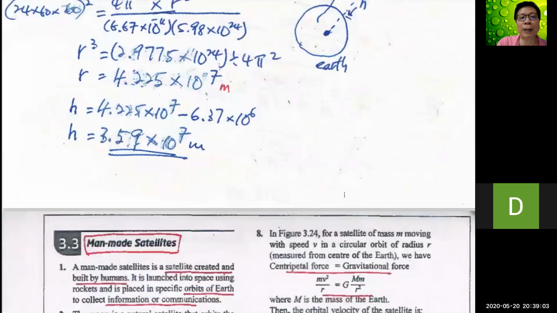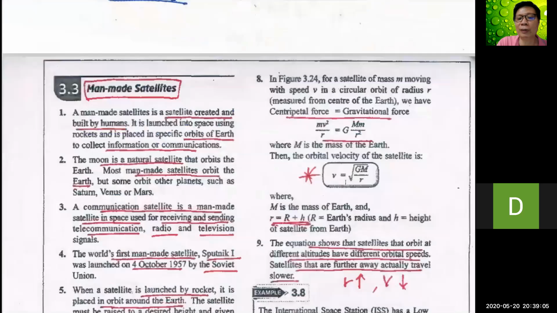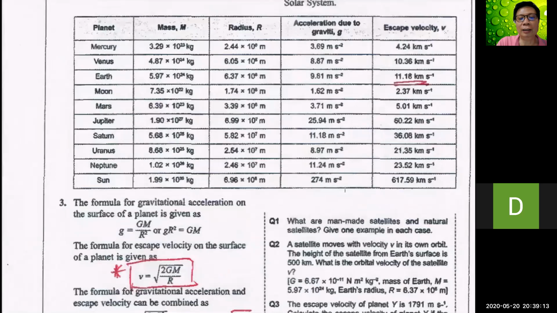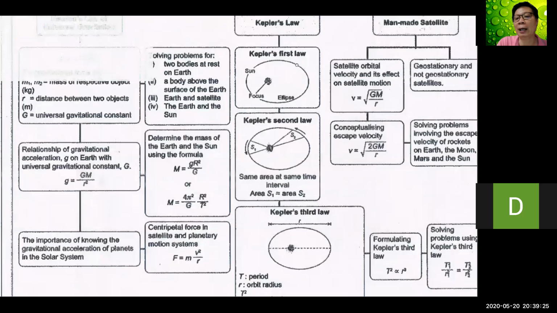And see, the last part is man-made satellite. This one we have also discussed, right? And the last one is here, somewhere here, the last page. All right. Now you look at the last page. I will talk about something on this page of paper with you.